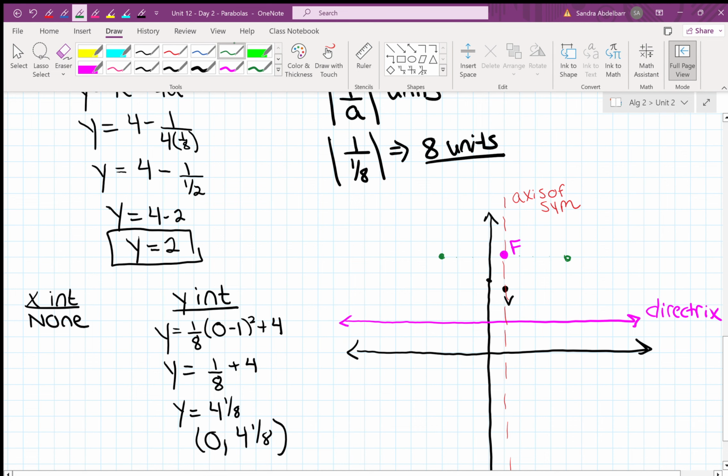And now we plot. Now we connect. No, we don't draw a line. That's just determining how wide our parabola is. It's not an equation of a line. Oops.